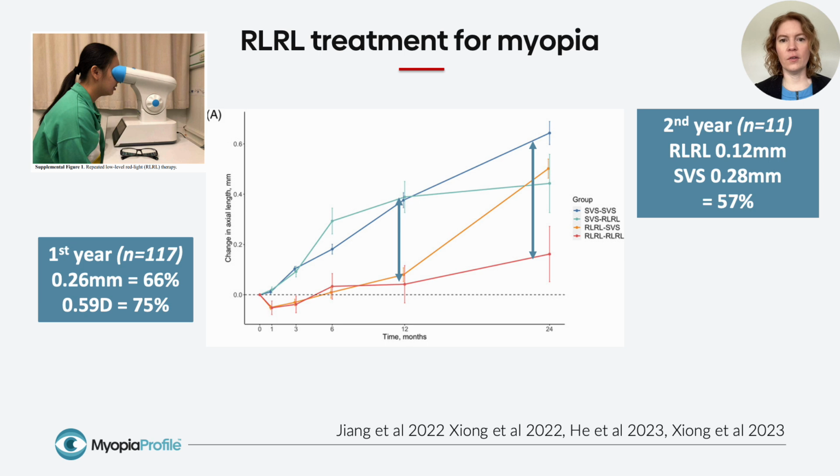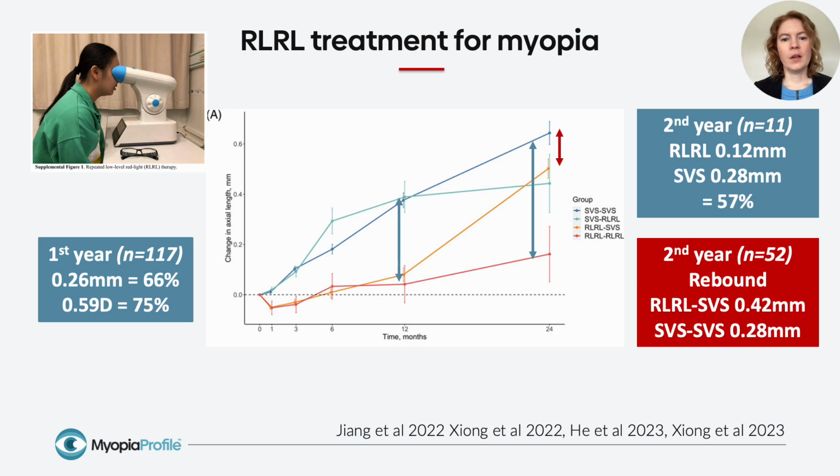In the second study, they had a cohort continue on the red light treatment and a cohort continue in single vision, and there was again a really clear benefit of the red light treatment in terms of slowing myopia progression. But they also had a group who ceased the red light treatment and went back to single vision correction, and this group had a significant rebound. Their eyes grew 0.42 millimeters in a year compared to 0.28 millimeters for the kids who'd stayed on single vision.